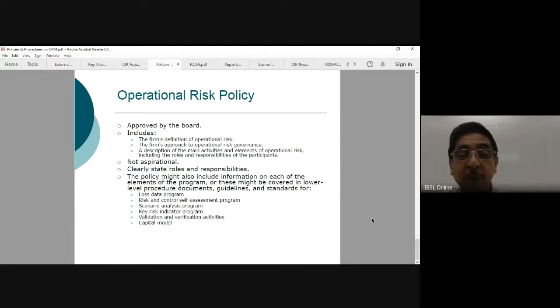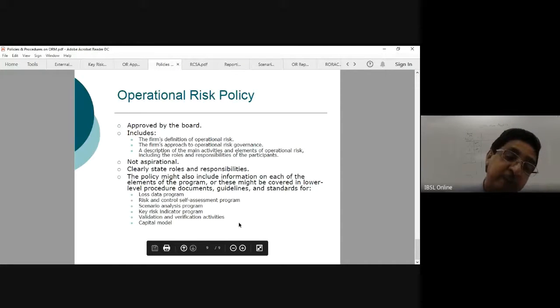The policy might also include information on each of the elements of the program. So these might be covered in lower level procedure documents, guidelines and standards. Now you can just see the different types of guidelines which can come in the policy and procedure documents: loss data program, that is a loss data capturing program, risk and control self-assessment program, scenario analysis program, key risk indicator program, validation and verification of activities, and capital model. Now these are the basic things which an operational risk management policy should have under the guidelines.